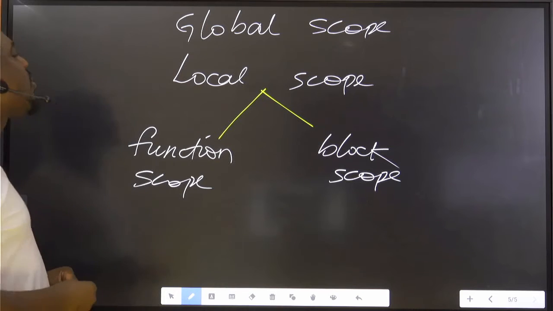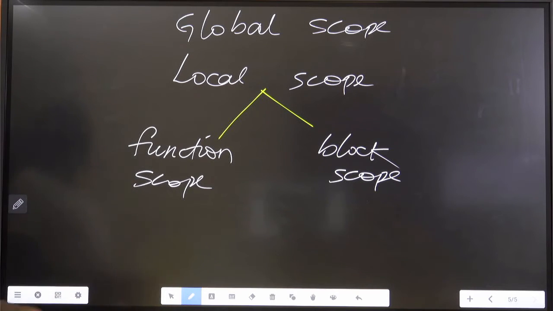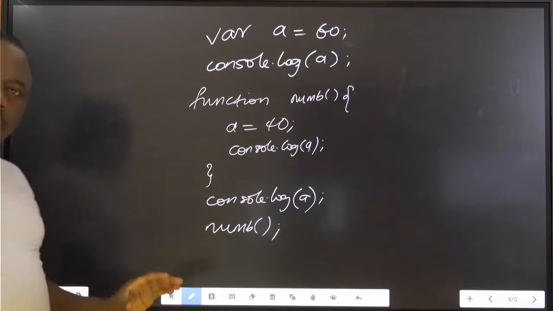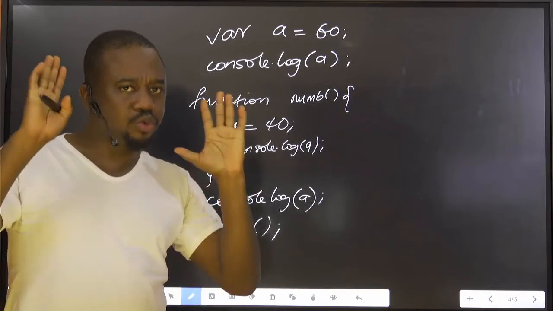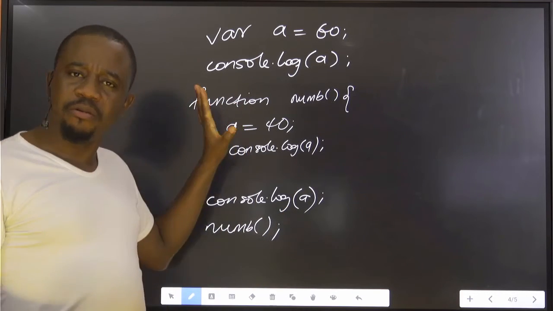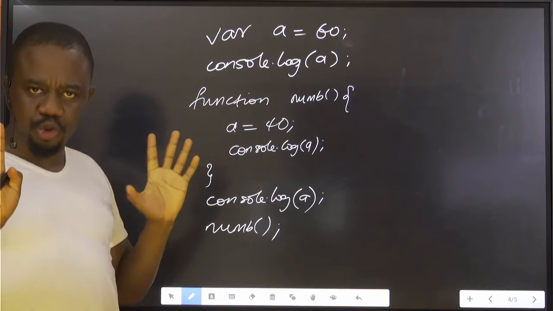Now, what are we talking about? Local, global. Look at it very well. I want to show you a program. I know we have not done function. Don't worry, we are going to do function in great details. Don't be confused about what is here. I just want to show you something.